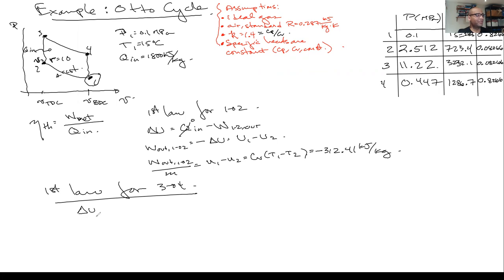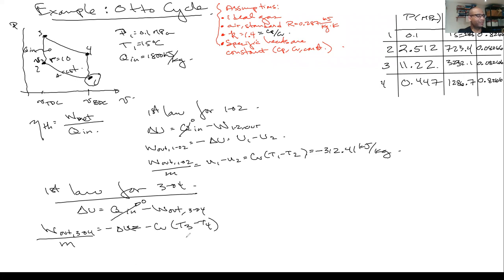So I'll find delta U is equal to Q in minus the work out from 3 to 4. It's isentropic, so Q in is equal to 0. So I get that the work out from 3 to 4 is equal to minus delta U. I'm going to put it on per unit mass, so this becomes specific internal energy. So it's minus CV (T3 minus T4), initial minus final.